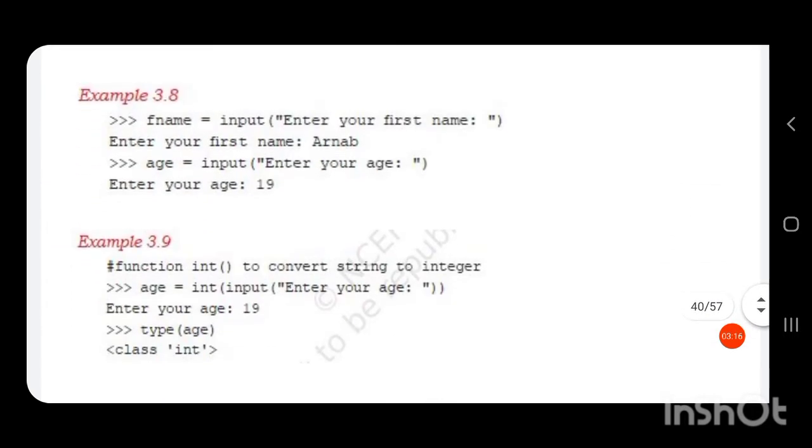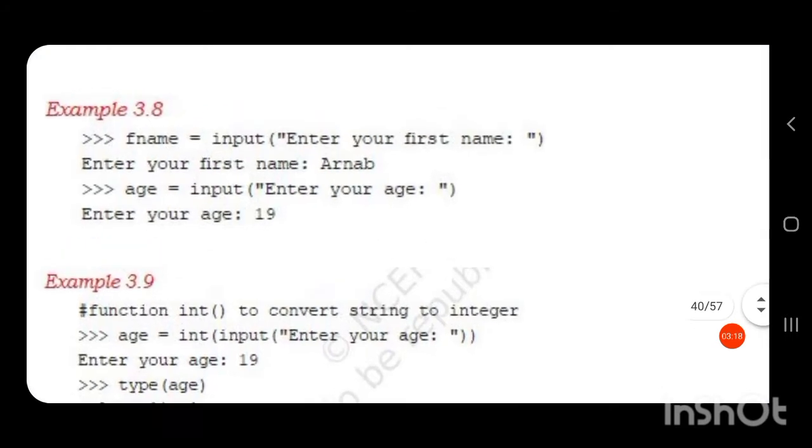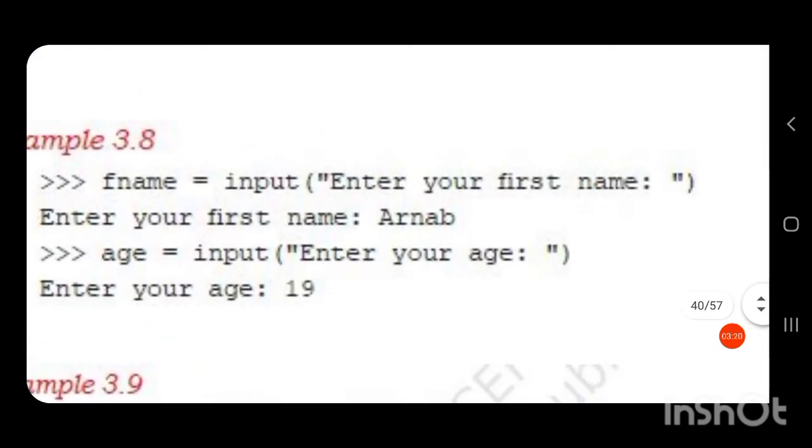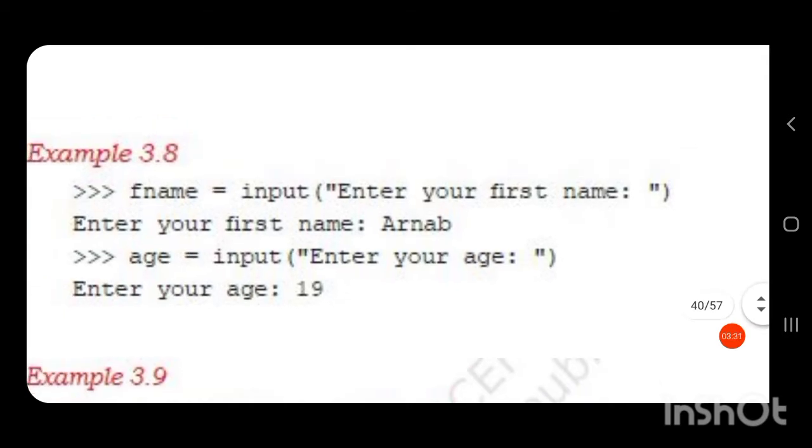Let us see how this input function works. So we have an example. f name is equal to input, enter your first name. This text, enter your first name, is written in double quotes or single quotes. So any string that is to be displayed as a prompt should be written in double quotes or single quotes.